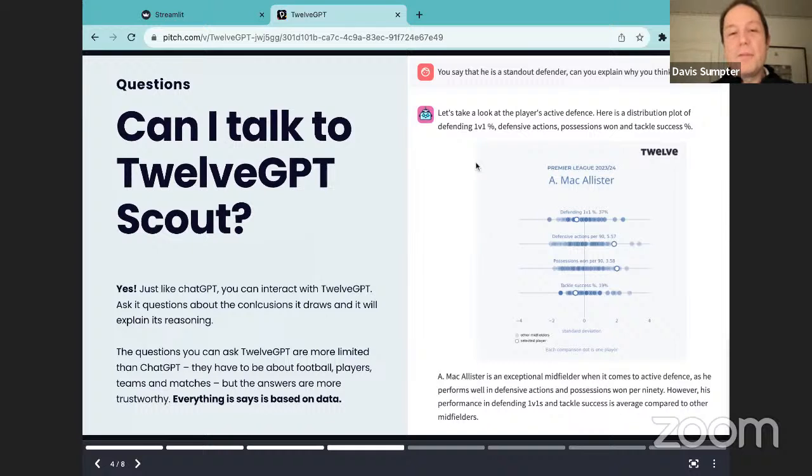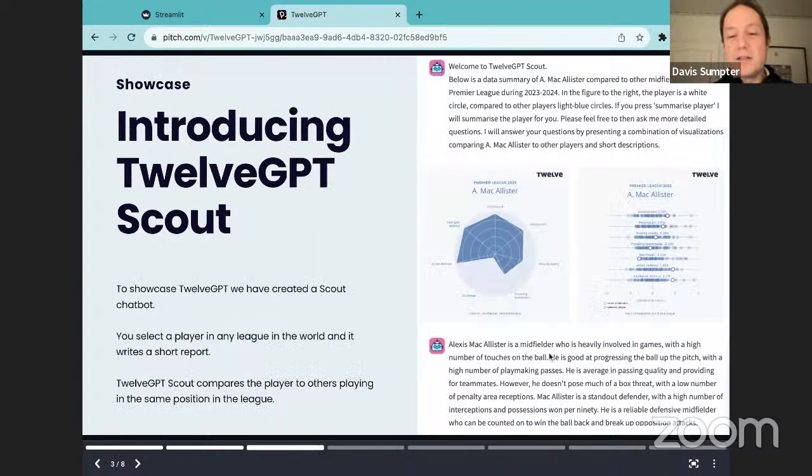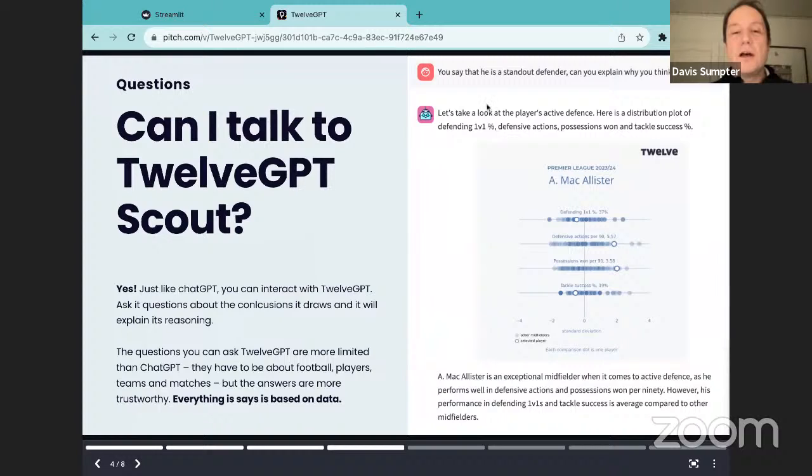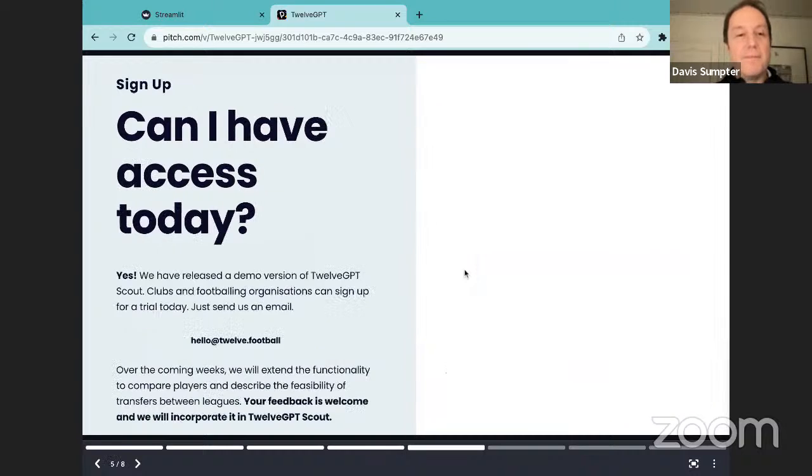describing this. So on the previous slide, it said that McAllister was a standout defender. So I write in this, you say that he is a standout defender. Can you explain why you think that? And then it drills down on the statistics which describe why he's a standout defender.